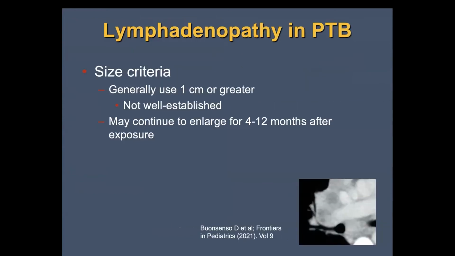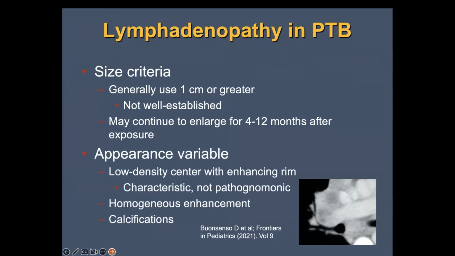The size criteria is really not well established, but generally we consider any lymph nodes that are over 1 centimeter to be abnormal. If they're under 1 centimeter, they may still be abnormal, but not necessarily, because children do have a lot of lymphatic tissue and get a lot of mildly enlarged lymph nodes for a variety of reasons. TB nodes can continue to get bigger and bigger over time, so you've got to be aware of that.